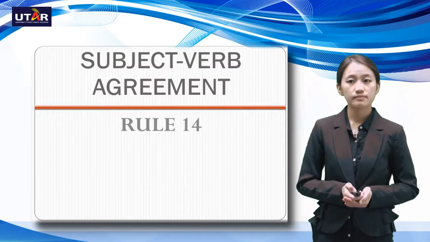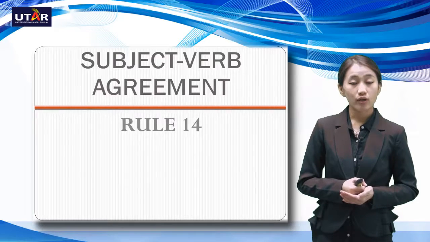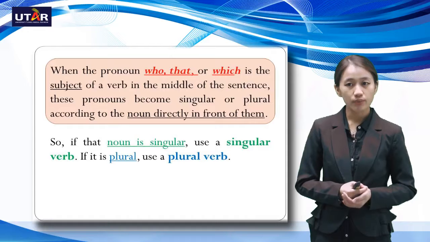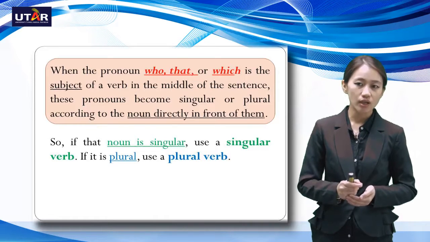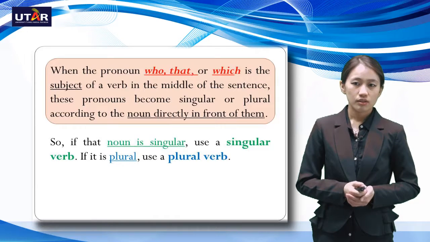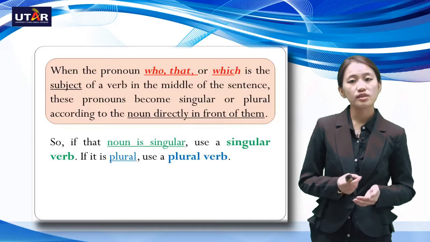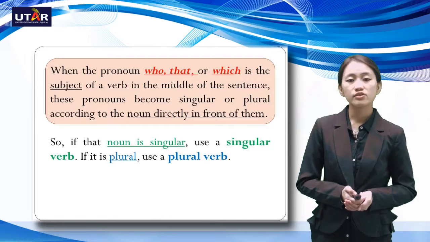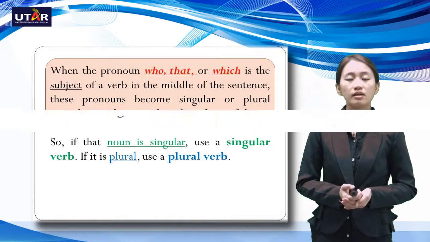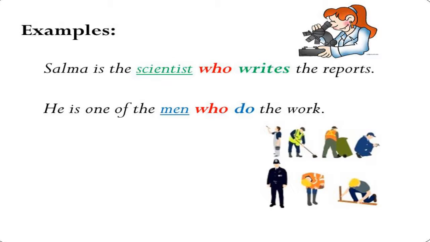Now for rule number 14, when the pronoun who, that, or which is the subject of a verb in the middle of the sentence, these pronouns become singular or plural according to the noun directly in front of them. So if that noun is singular, use a singular verb. If it's plural, of course you use a plural verb. Let's look at the example to understand further. Salma is the scientist who writes. Now here, your subject is scientist, and scientist here is considered as singular. So who would be following the subject. Therefore, your verb must be in singular form, which is writes.